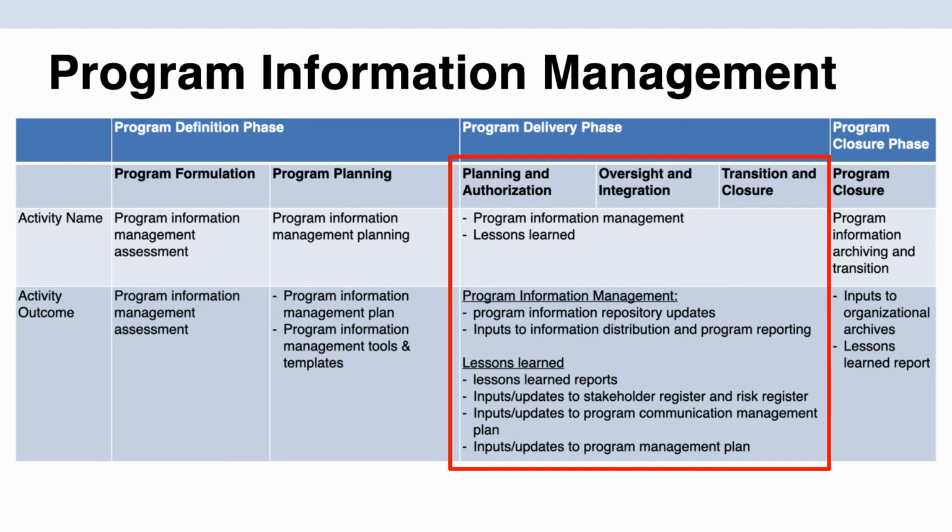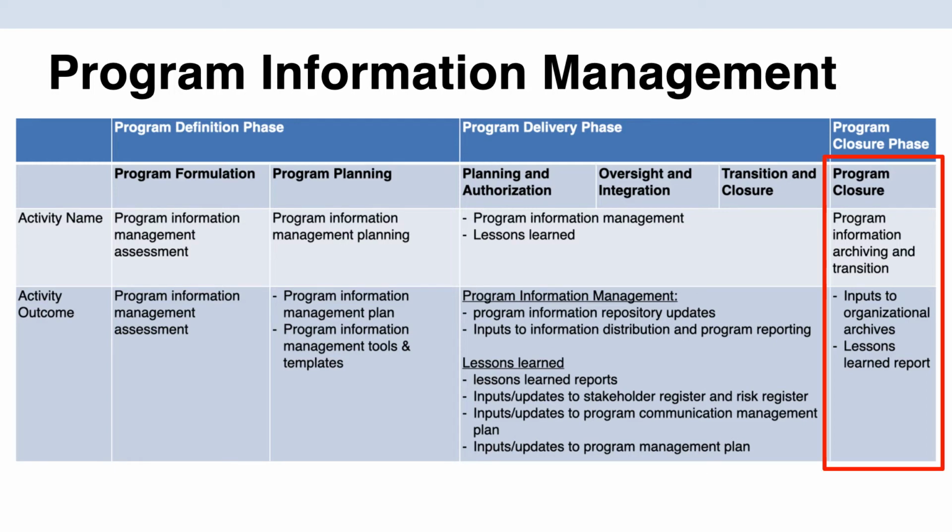Now we have the program information management activity, which will produce program information repository updates and inputs to information distribution and program reporting. This information management also has a major sub-activity, which is the lessons learned, which will produce the lessons learned report as well as inputs and updates to the stakeholder register, risk register, communication management plan, and the overall program management plan. Lastly, we move on to the program closure phase.